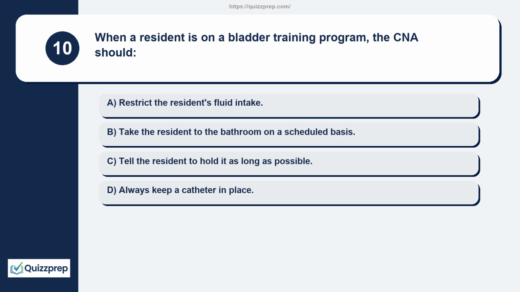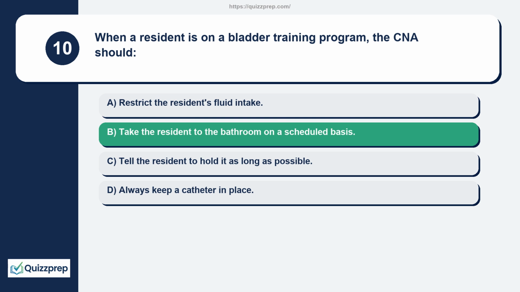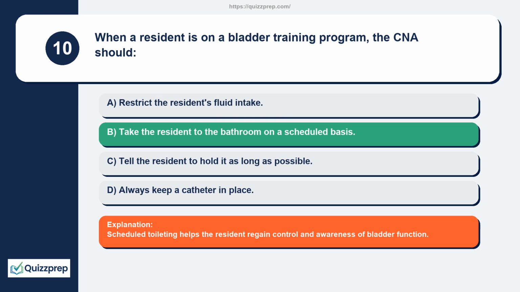Question 10. When a resident is on a bladder training program, the CNA should restrict the resident's fluid intake. Take the resident to the bathroom on a scheduled basis. Tell the resident to hold it as long as possible. Always keep a catheter in place. Scheduled toileting helps the resident regain control and awareness of bladder function.